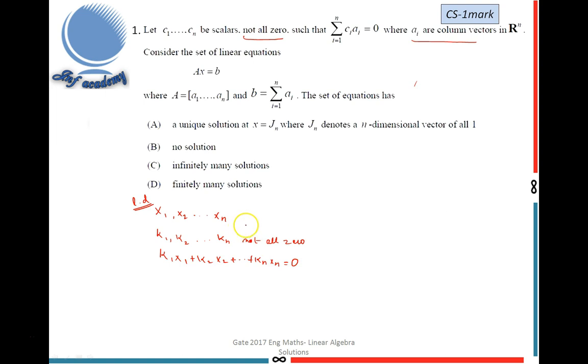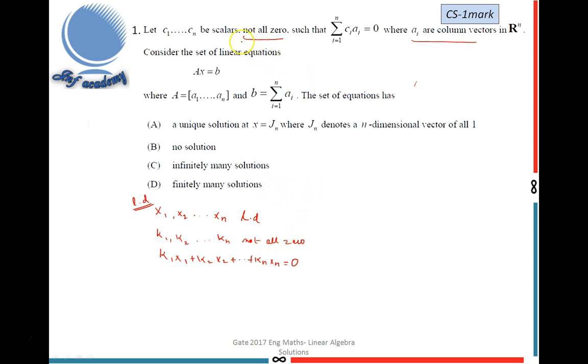Once again I explain. The vectors x1, x2, etc., xn are said to be linearly dependent if we can find the scalars k1, k2, etc., kn which are not all 0, such that k1 x1 plus k2 x2 plus etc. kn xn equal to 0. This is the definition of linearly dependent vectors.